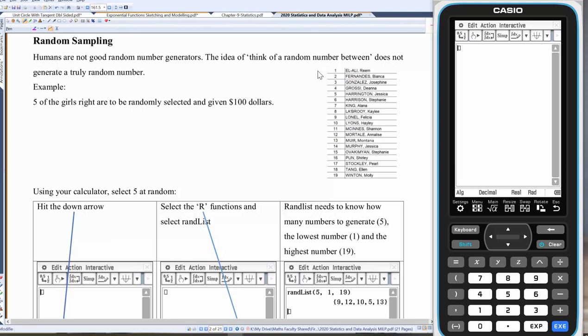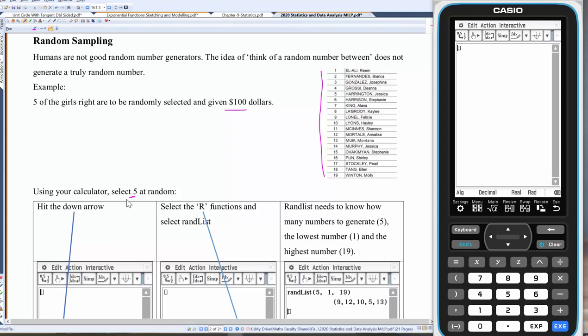And so if I was to choose 5 girls from this list of students here to be given $100, and I wanted to ensure that that was random, the way to do it wouldn't be like shut my eyes and go, all right, 4, 7, 6, and 15, and I don't know, 7. I think I just chose 7 twice. Anyway, it doesn't matter. That's not random, okay?